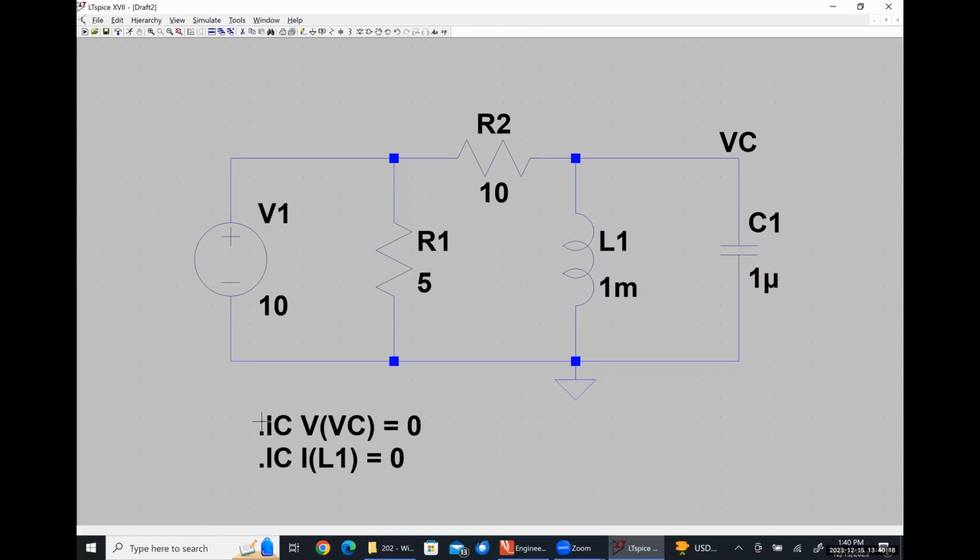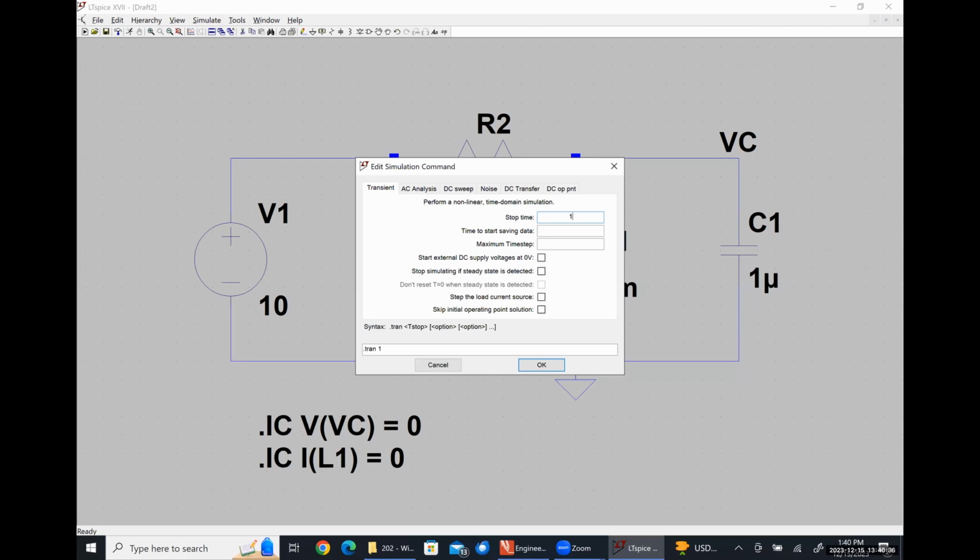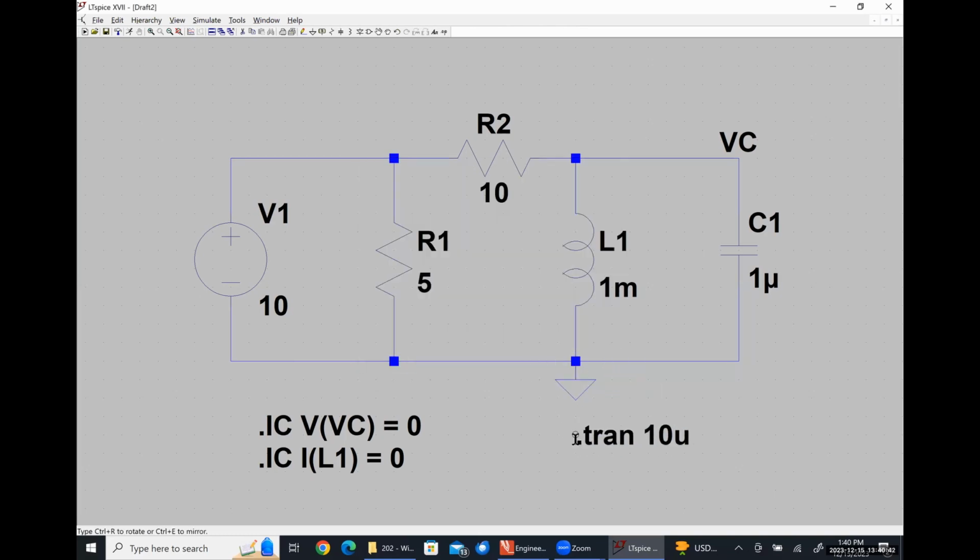And then because S1 and S2 are so large, I probably don't need to run this simulation for more than probably microseconds. Let's start with microseconds and see if that comes out okay. So let's go to edit simulation command and let's make this stop at 10 microseconds. And if we need to change things, we can change things. Okay, so I'm going to run the simulation.